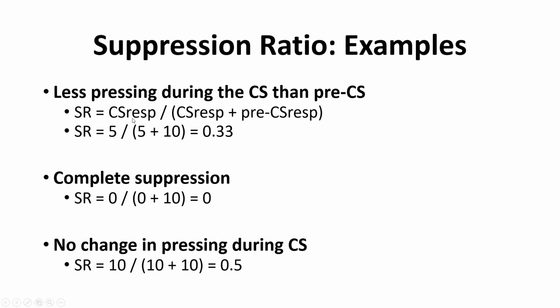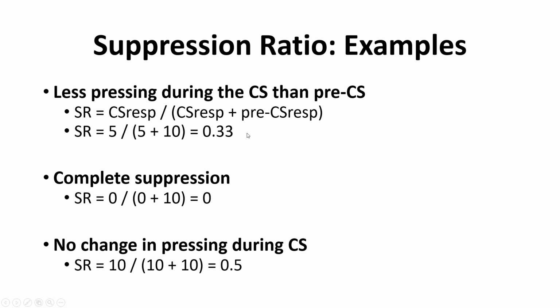If we want to look at our responding, let's use that example of pressing a lever. So for less pressing during the conditioned stimulus than before the conditioned stimulus was presented, maybe when that shock has been delivered, we only see 5 lever presses per minute. But before the shock was delivered, they were pressing the lever 10 times per minute. So we take that 5 times per minute and divide it by 5 plus 10 times per minute, and it gives us a 0.33 suppression ratio.